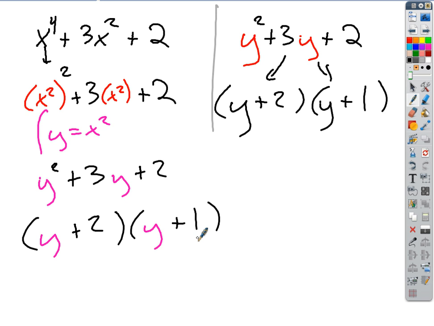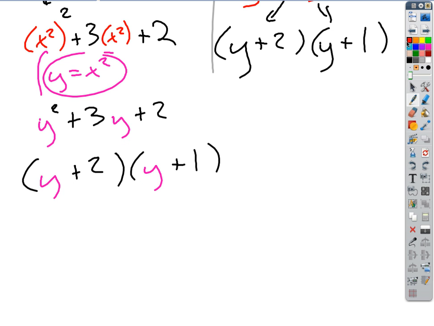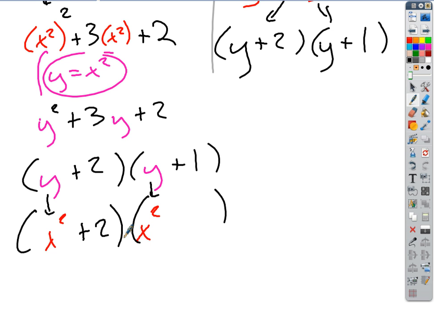But those actually aren't y's, are they, after all? They're x squareds. We just made them look like y's. We made that change just to make things look simple. But in the end, we really want our answer in terms of x's. So we could take those y's and flip them back to x squareds, and we end up with x squared plus 2 times x squared plus 1. Looky there. And are we done? Do those go any further? No, because I've got pluses.